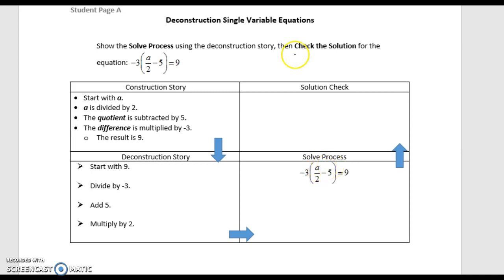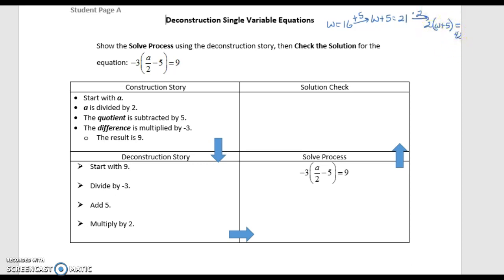If you remember from our webs, we started with something like w equals 16. Then we added 5, so we ended up with w plus 5 equals 21. Then we multiplied by 2, and so now we have 2 times the quantity w plus 5, or 2 times the sum, equals 42. So the construction of this is w is added by 5, and that sum is multiplied by 2, the result is 42.